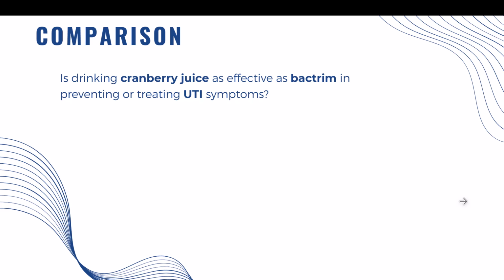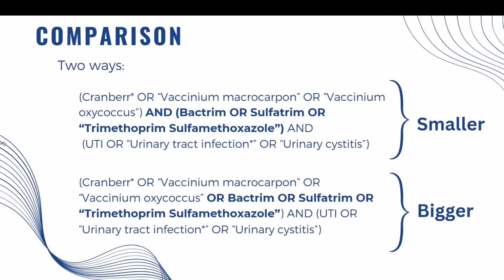What if you decide you have to change your search mid-search and you want to add a comparison? Like in this case, what if you want to compare cranberry juice to Bactrim in preventing UTI symptoms? There are 2 ways that you could do this. You could add your Bactrim string in by adding it as an AND string, so by saying cranberries and Bactrim and UTIs, and this would shrink your search results because you would be looking for results that only returned cranberries and Bactrim.